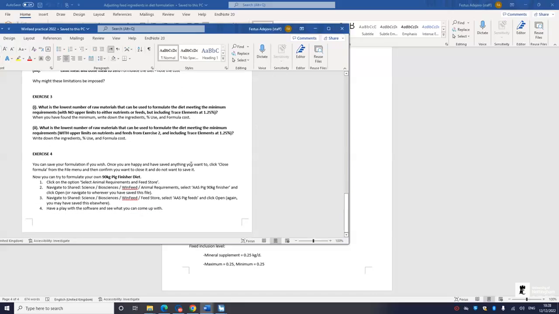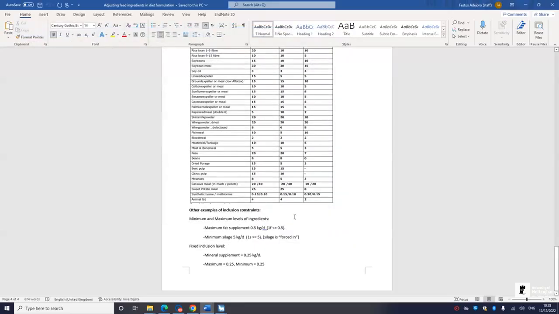I will leave you guys to exercises 3 and 4. It's something you can practice on your own and see what cost of feed you are able to formulate based on the constraints that are available there. So like I said, certain ingredients, we can fix them. You can say minimum and maximum stay the same. Some, you set a maximum.